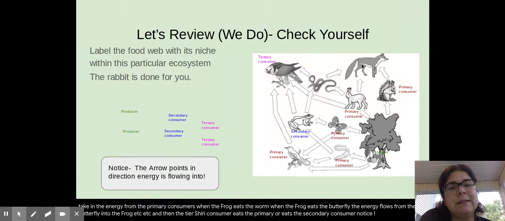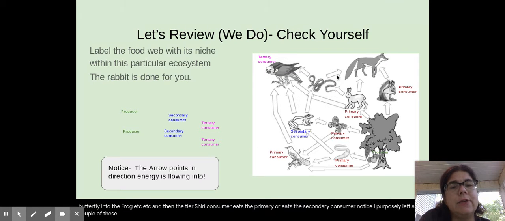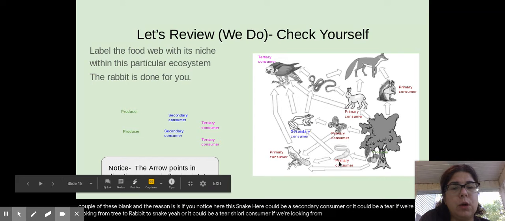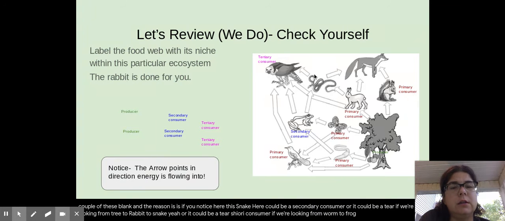Notice I purposely left a couple of these blank, and the reason is if you notice here, this snake here could be a secondary consumer, or it could be if we're looking from tree to rabbit to snake, or it could be a tertiary consumer if we're looking from worm to frog to snake.